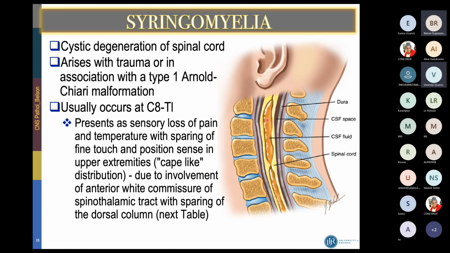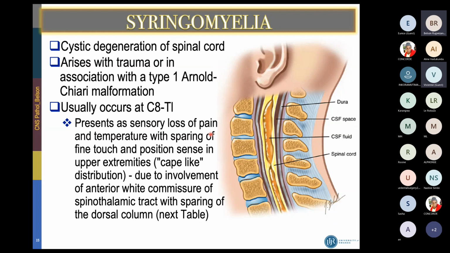It arises with trauma or in association with Chiari malformation type 1 and type 2. It usually occurs at C8, cervical vertebra 8, up to T1, thoracic vertebra 1. That is where it is most commonly seen. The patients, of course, it is not something you see with the eyes, but there are some signs and symptoms which can appear and tell you that they have this problem.